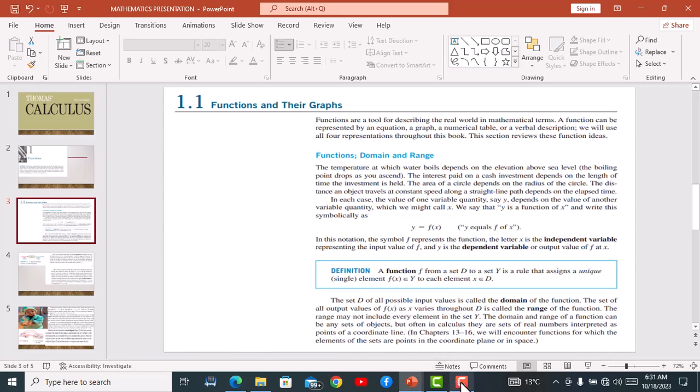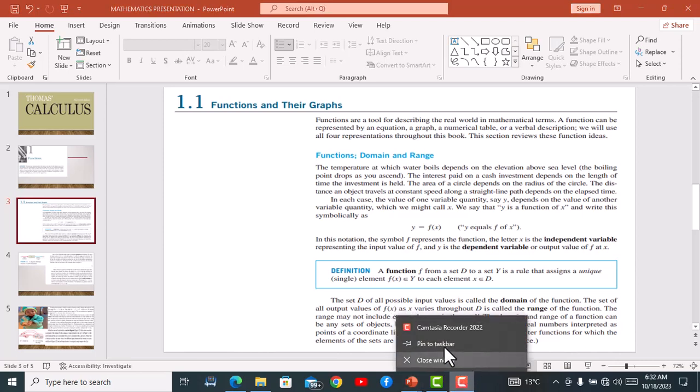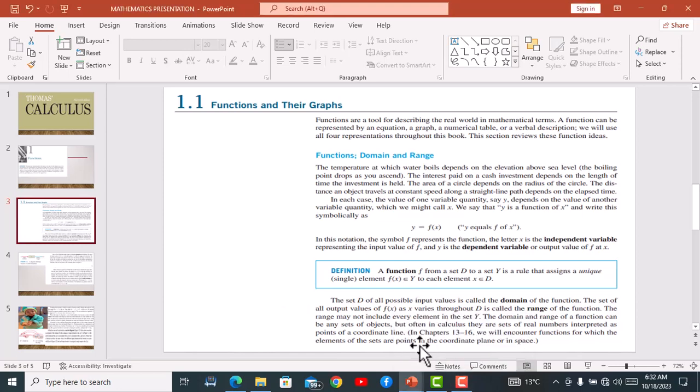The set of all the output values of y as x varies throughout the domain, if you are using different values of x, minus 1, 0, 1 and 2 and so on, is called the range of the function. So the domain associates with the values of x and range associates with the corresponding values of y that you output on that machine.